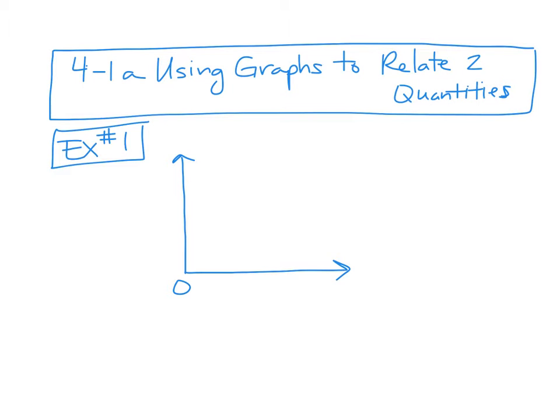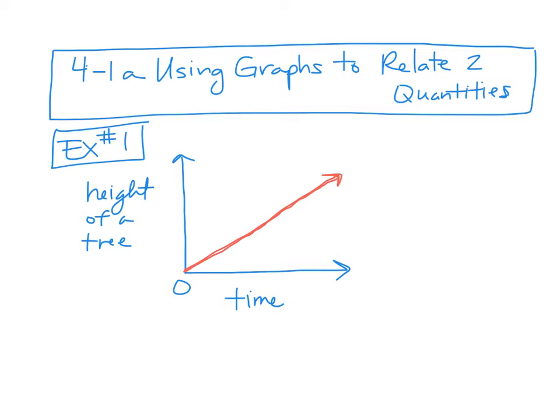This would be our 0. This bottom section represents time. And then the left side over here represents the height of a tree. Okay? And here's what my graph will be. It's kind of squiggly, sorry. Pretend that's a straight line.